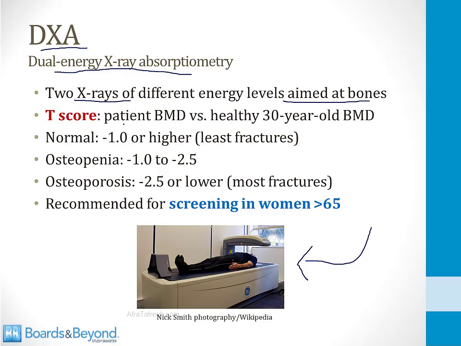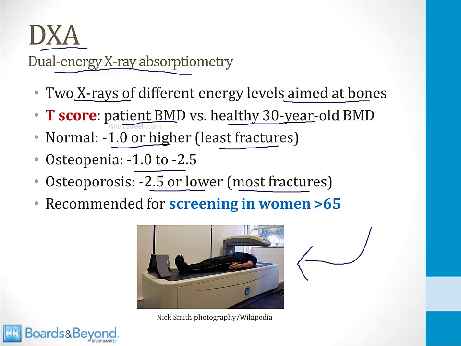The T-score is the patient's bone mineral density determined by a DEXA scan compared to the bone mineral density of a healthy 30-year-old person. If the T-score is negative, it means the patient has a lower bone mineral density compared to a healthy 30-year-old. A normal T-score is minus 1.0 or higher. These are the patients with the least fractures. Osteopenia is a T-score of minus 1 to minus 2.5, and osteoporosis is a T-score of minus 2.5 or lower. These are the patients who have the most fractures.